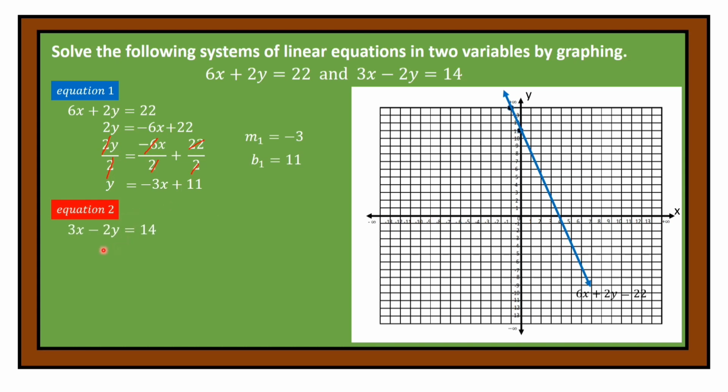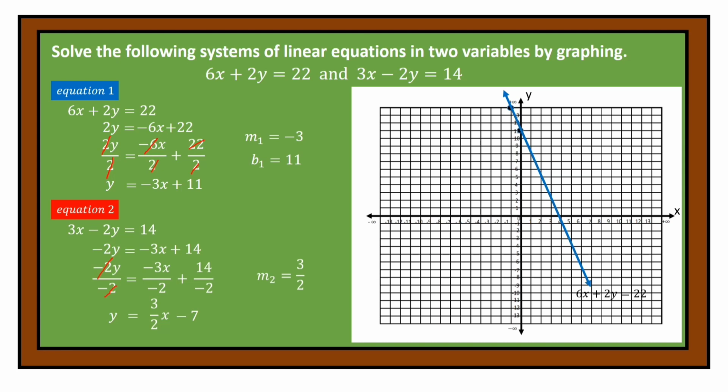Next, equation number 2. 3x minus 2y equals 14. So, transpose ulit ang 3x. So, we have here negative 2y equals negative 3x plus 14. Since meron pang coefficient na negative 2 ang ating y, we have to divide the whole equation by negative 2. So, negative 2y over negative 2, the answer is y equals negative 3x over negative 2. So, since they are both negative, so this will become positive. So, 3 over 2x. And then, 14 divided by negative 2, we have here negative 7.